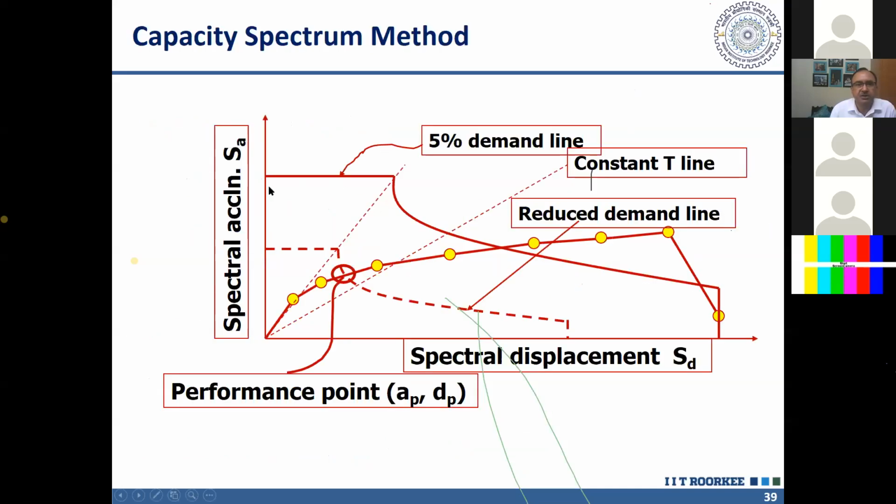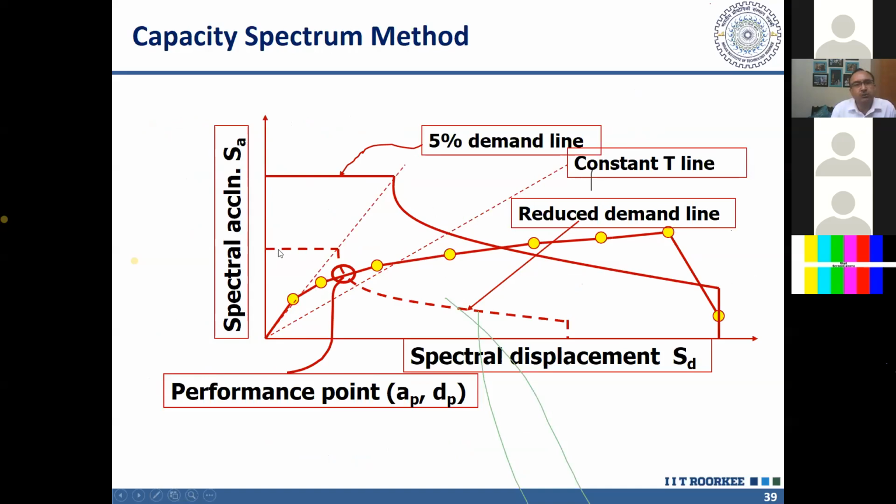That is the response spectrum. So I have a capacity spectrum, I have a demand spectrum. The difference is that the demand spectrum is for a given damping. What is given in the code is corresponding to 5% damping. But in my capacity spectrum, the damping goes on increasing because the area of the hysteretic loop goes on increasing as the displacement is increasing. So here the damping is varying, but here the damping is constant.